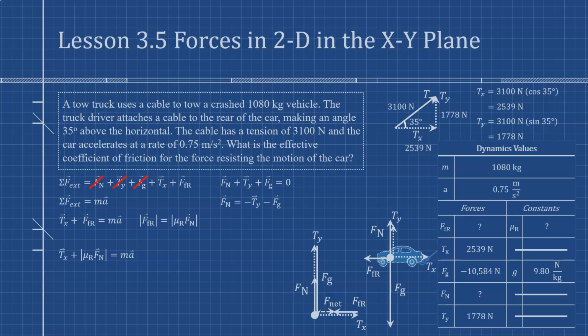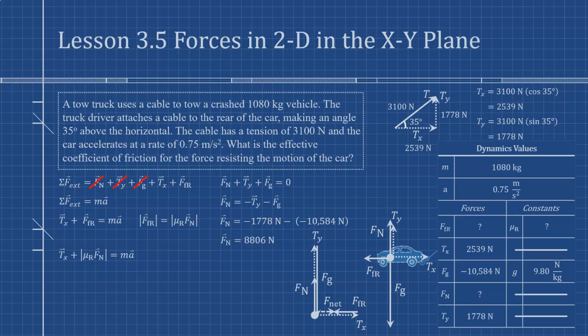Next, I'm going to plug in the values that I know, being very careful to watch the positive and negative signs. So I know that my Ty value is positive, but it's going to become a negative value because it's negative Ty. Gravity is a negative value that's going to become positive because it's minus the force of gravity. So when I add these two together, I find that my normal force is a positive 8,806 newtons.